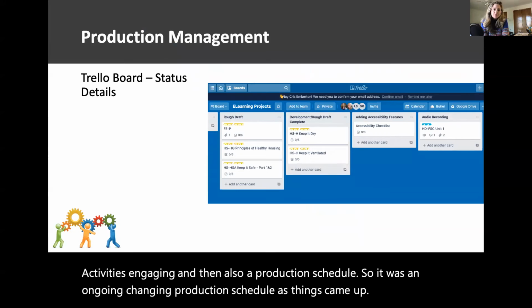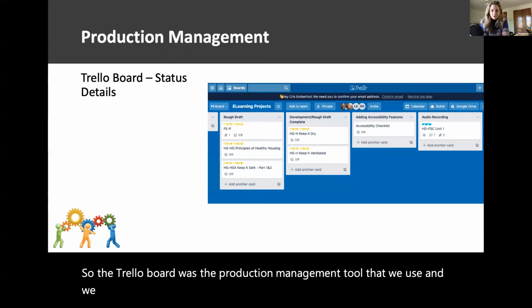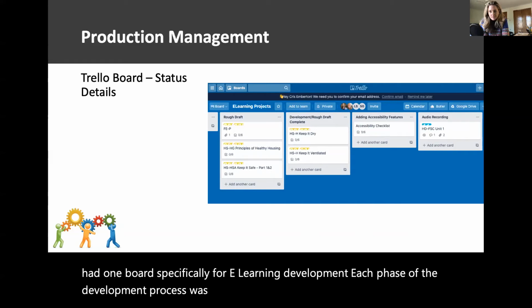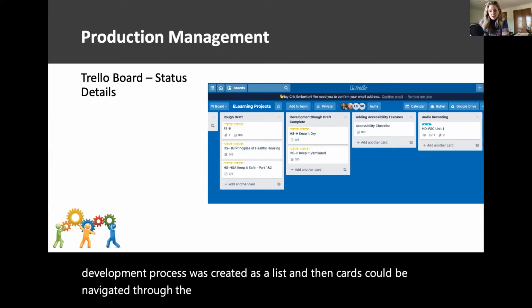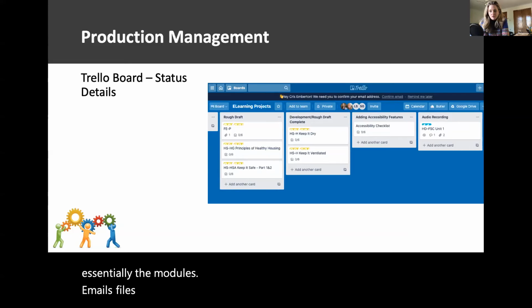So the Trello board was the production management tool that we used. And the creative team used this for different projects. I used it specifically for, I had one board specifically for e-learning development. Each phase of the development process was created as a list, and then cards could be navigated through the different phases. The cards were essentially the modules. Emails, files, hyperlinks, and all kinds of correspondence could be included in the cards.